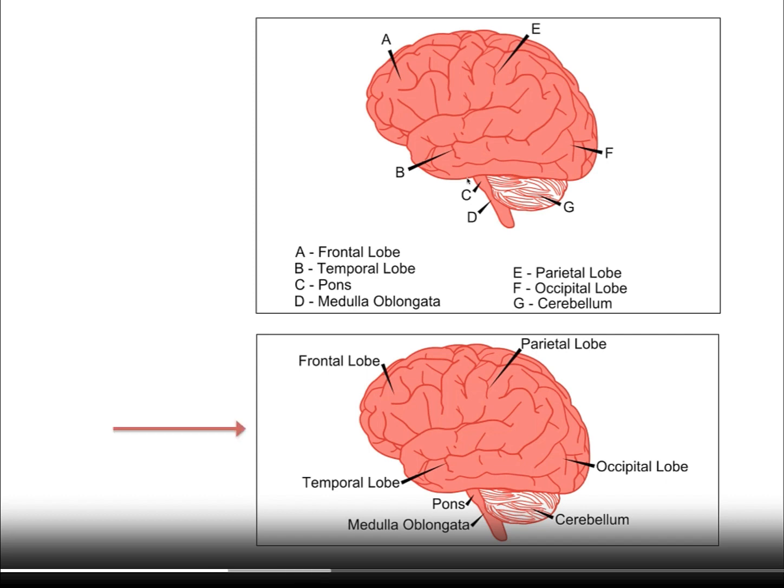In the bottom example, the contiguity principle is followed because the labels of the parts of the brain are placed physically near the parts of the brain to which they correspond. This reduces the distance the eye has to follow, reducing the cognitive load on the visual channel.